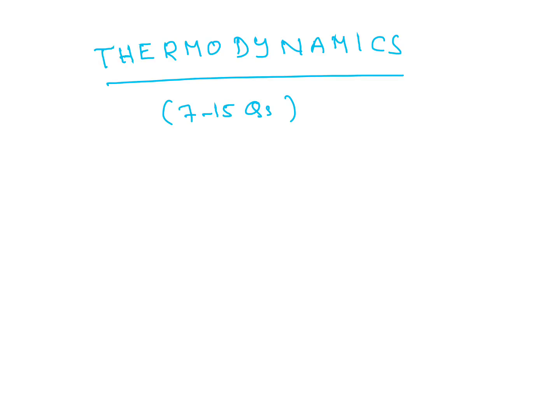The thermodynamics part also covers power plant. From thermodynamics and power plant you will get 7 to 15 questions. Here the maximum questions are based on concepts and formulas, so you can answer within 1 minute. Per question you can spend 1 minute maximum. So it's very easy to score marks in this section. There is not much calculation, so you can save your time also.